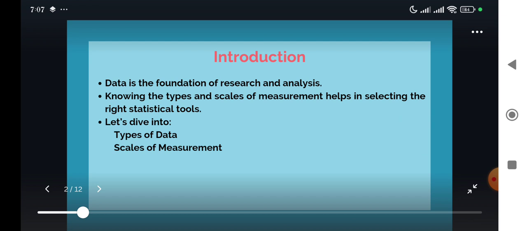Data is the backbone of any research or analysis. To interpret it effectively, you must understand its types and how it is measured. Today we will cover the types of data, the four scales of measurement, and work through some interactive exercises to solidify your understanding. Let's dive in.